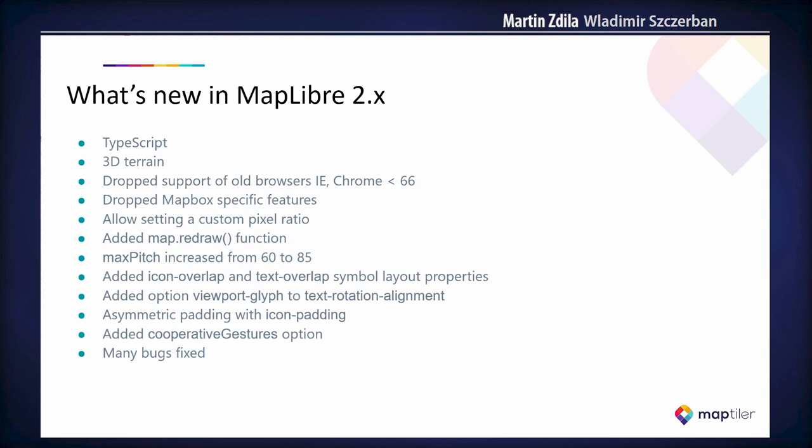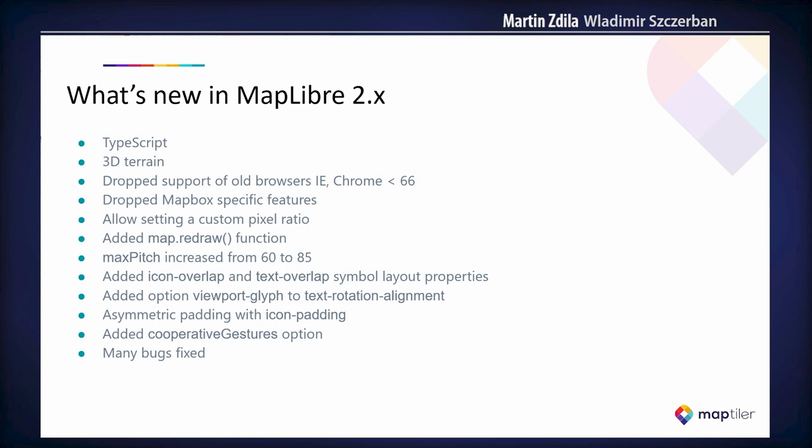Then they added icon overlap and text overlap symbol layout properties, and they deprecated the old icon allow overlap and text allow overlap. And they extended it with a cooperative mode. So if some symbol is rendered with cooperative mode, and you render another symbol which collides with this symbol later, then it won't be rendered if it has this value set to never, but it will be rendered if it's set to always or to cooperative.